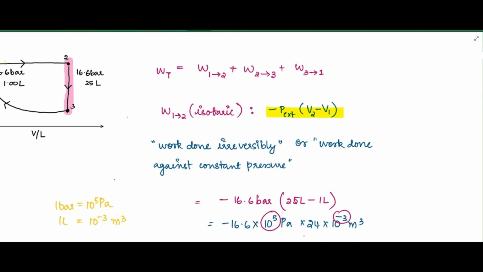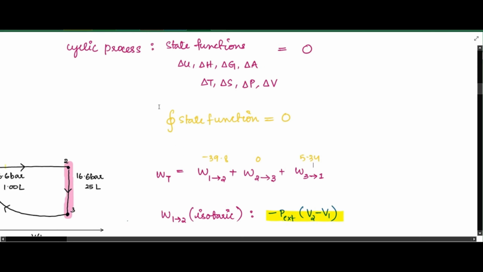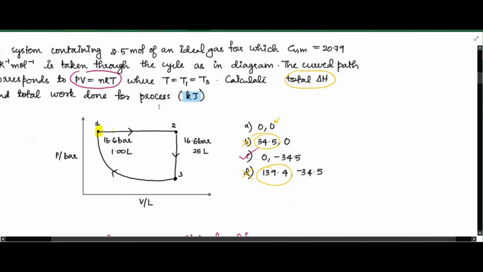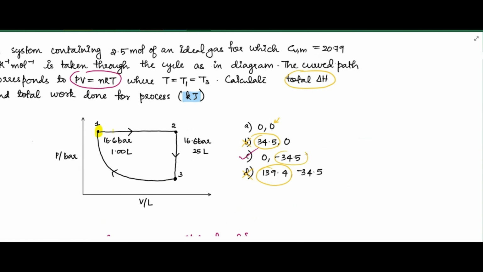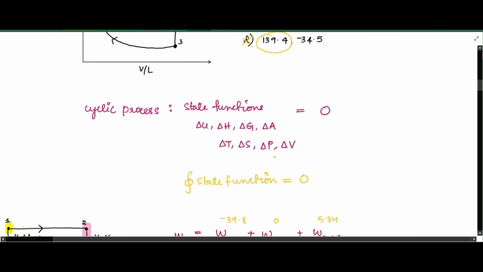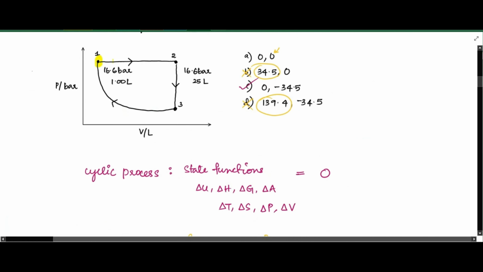This is minus 39 point something. This is 0 and this is 5.34. 39 and 5 കുറച്ചാൽ, you will get almost 34. Let's look at the options. 34.5. That's what we have got. Correct? Option C. Correct. Option C. Yeah. All right.